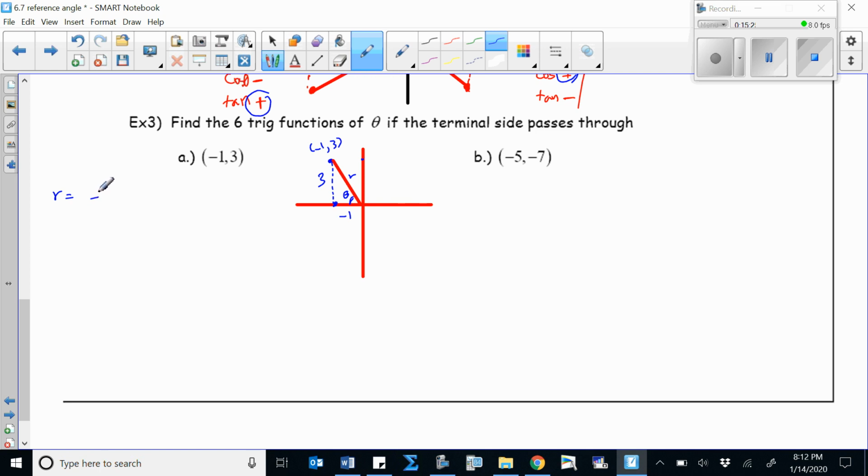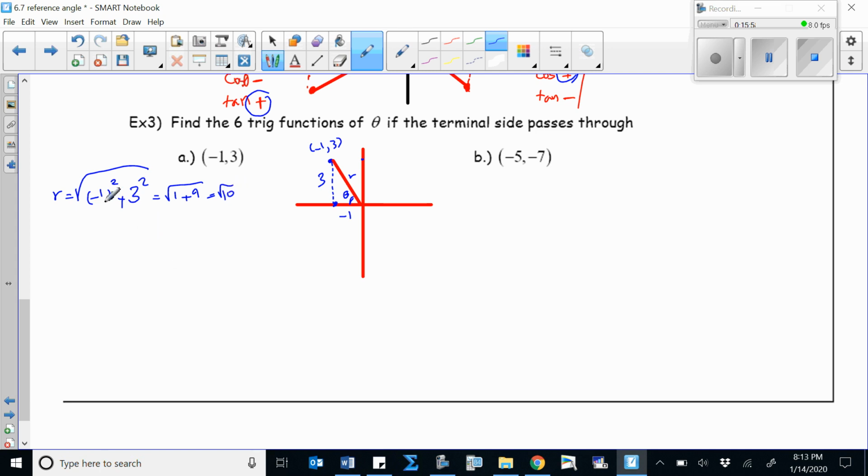So this will be -1 squared. Make sure you put that in parentheses and then raise to the power of 2. Because if you don't, and just without any parentheses you put it in your calculator, it's going to give you the wrong answer, not the one that you're expecting. And 3 squared. That will be -1 squared is 1, and 3 squared is 9. 1 plus 9, which is radical 10.